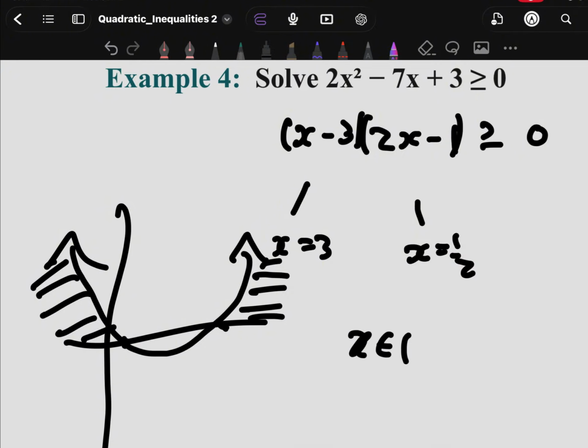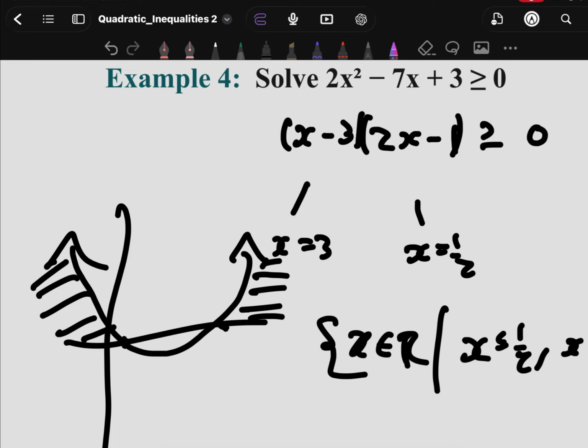So x is an element of the real numbers such that x has to be greater, or sorry, x has to be less than or equal to 1 over 2, and x has to be greater than or equal to 3.